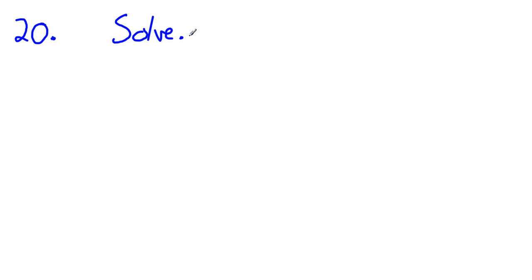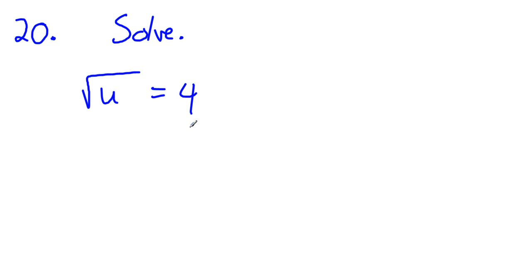Okay, and 20, finally get a different set of directions. Everything up till now has been simplify, evaluate, break it down, that kind of thing. 20, you get totally different directions here. It's solve. And again, we're solving radicals, so it's square root of u equals 4.